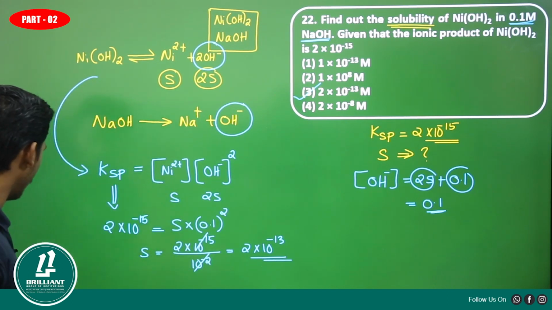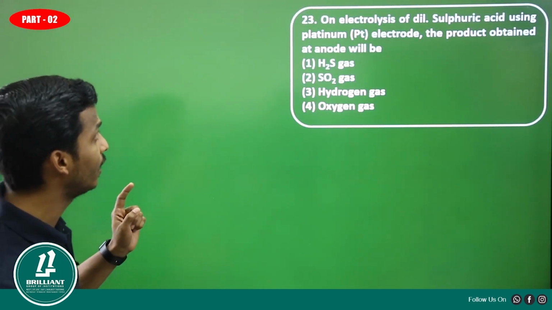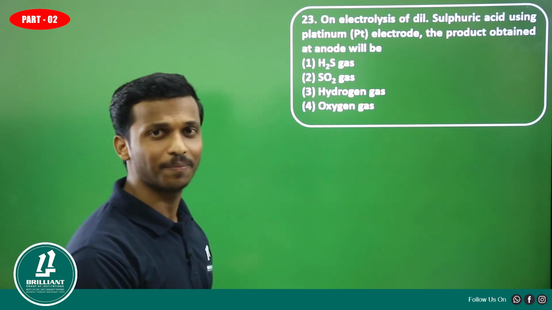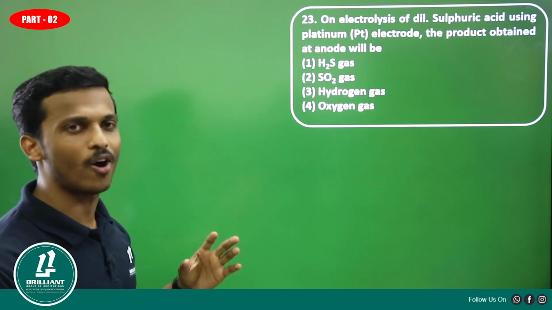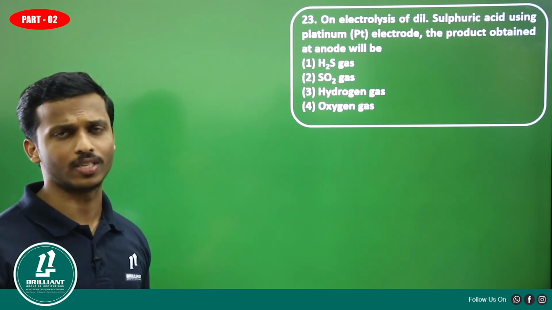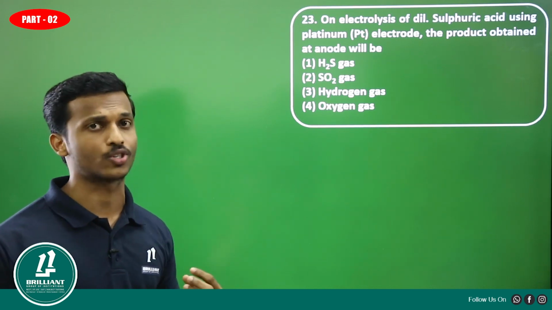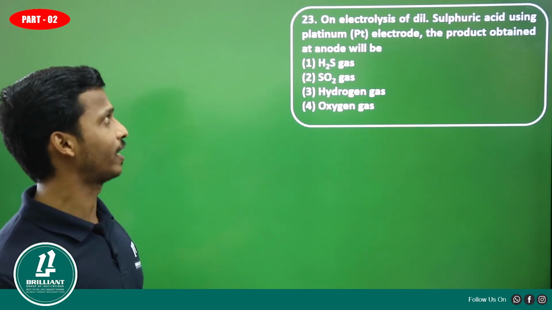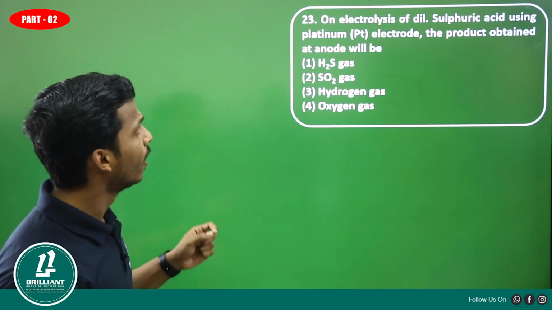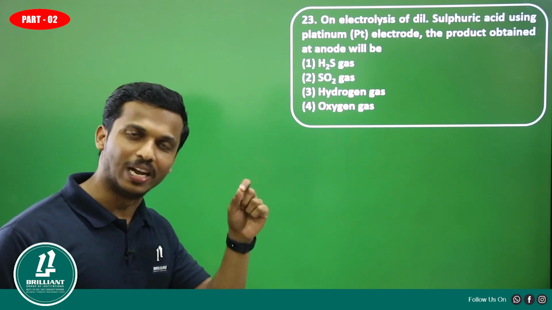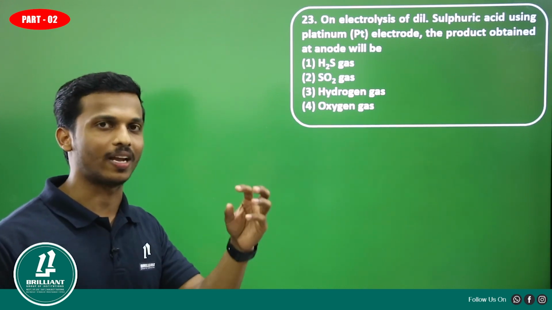Okay. Now let's go to question number 23. Simple question. On electrolysis of dilute sulfuric acid. We studied a lot of electrolysis in our chapter electrochemistry in grade 12. On electrolysis of dilute sulfuric acid using platinum electrode, the product obtained at anode will be, what is the product you are getting at anode?